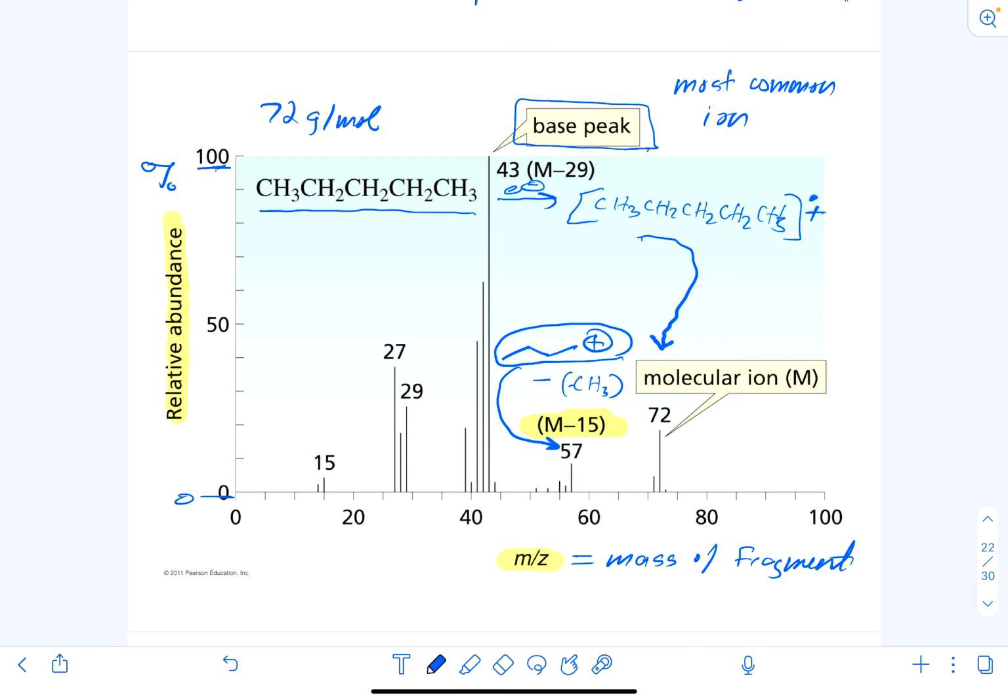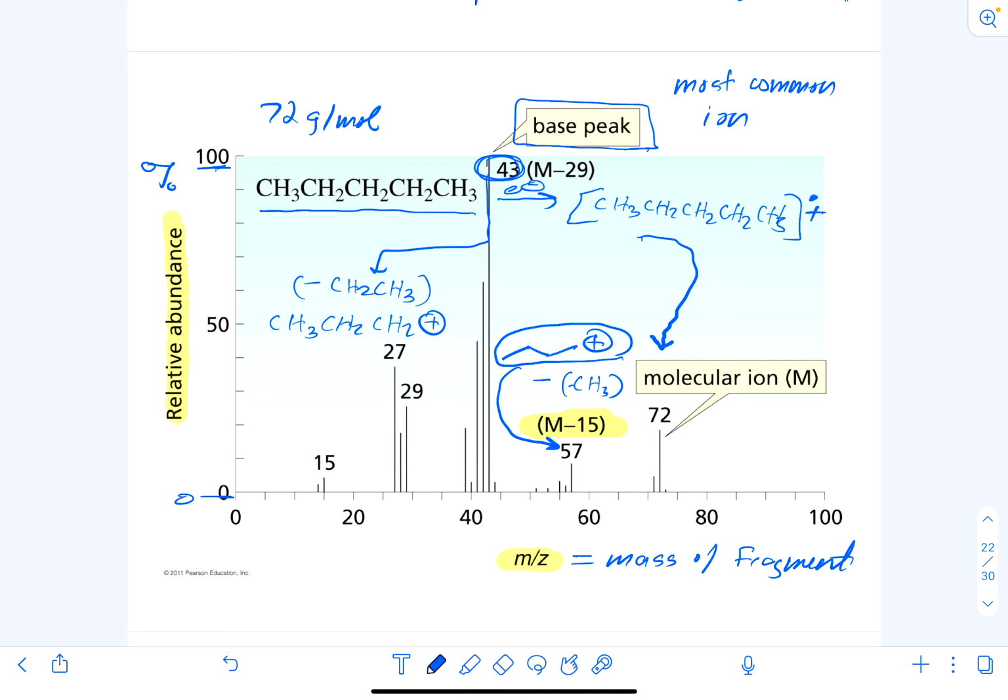The base peak, the most commonly encountered peak in this system, actually turns out to be the loss of an ethyl group. And so M minus 29 means we've split off an ethyl group from this system. And what we're detecting in its place is that propyl group that's left over. Okay.